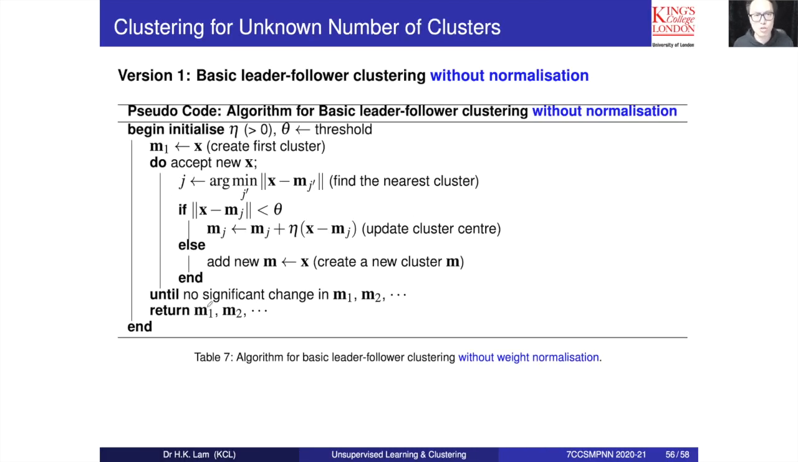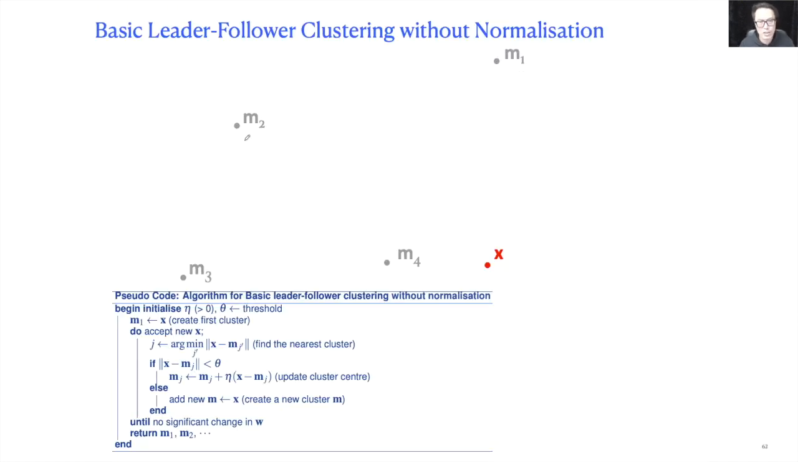So this is the pseudocode, the one without normalization. In the beginning, I'm going to use the next slide with some examples, and with that example explain it line by line. Okay, now right here, this is the pseudocode.